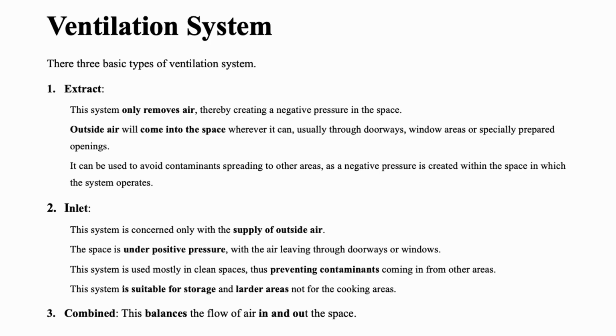It can be used to avoid contaminants spreading to other areas, as a negative pressure is created within the space in which the system operates. The second one is inlet. This system is concerned only with the supply of outside air. The space is under positive pressure, with the air leaving through doorways or windows. This system is used mostly in clean spaces, thus preventing contaminants coming in from other areas. The system is suitable for storage and larger areas, not for cooking areas. Combined, finally, balances the flow of air in and out of the space.